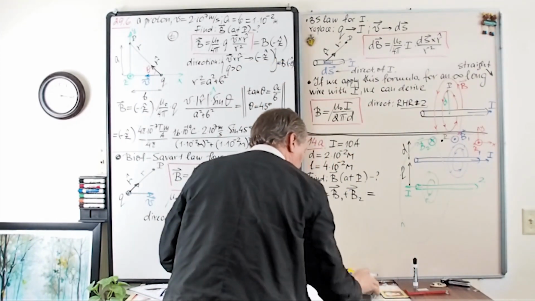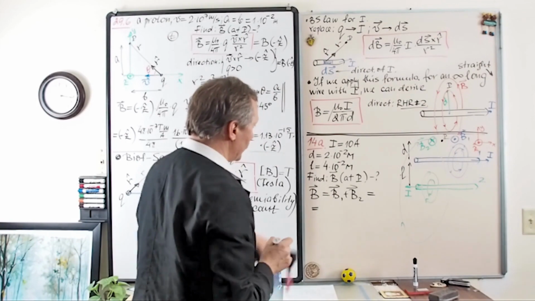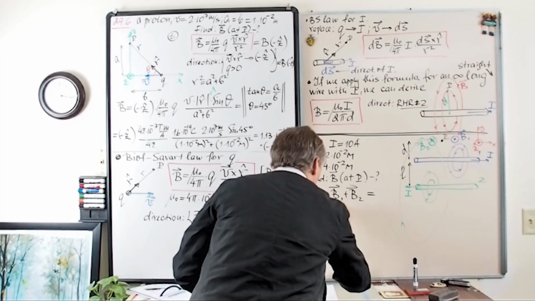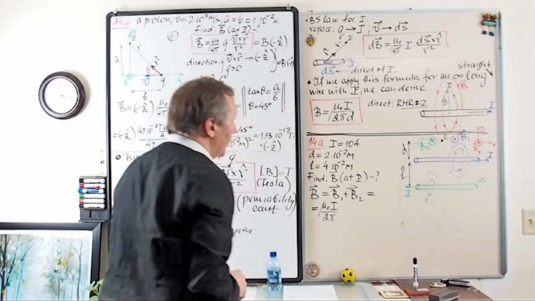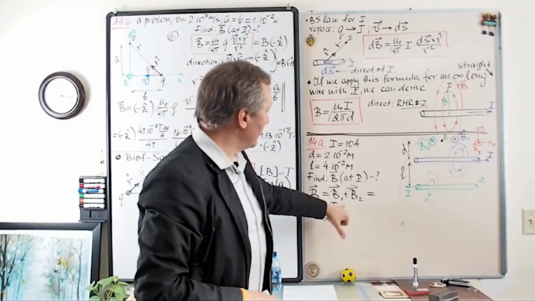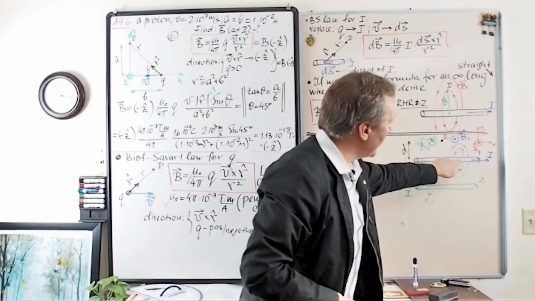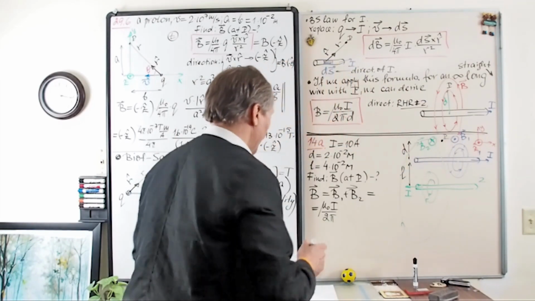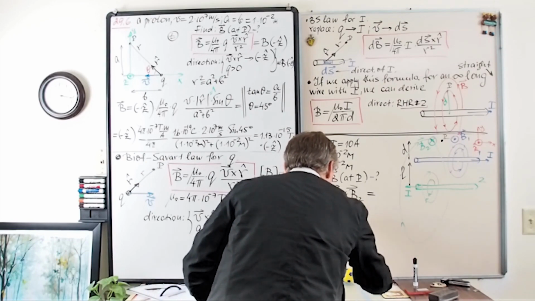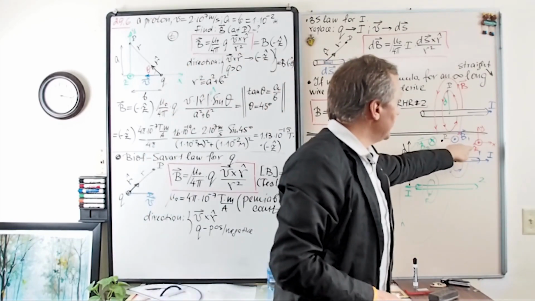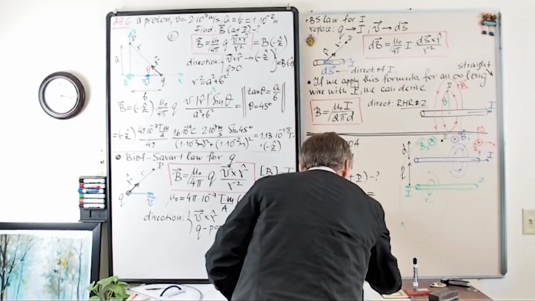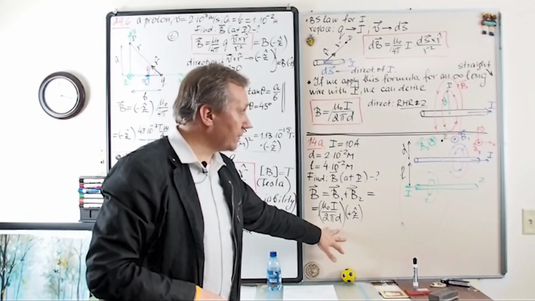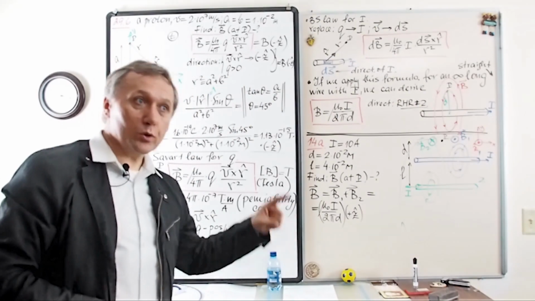Now we should be able to continue writing this line. So B1 is mu naught I divided by 2 pi. Which distance do we have to use for B1? This distance from wire 1 to the point where we want to find the magnetic field, the point in question, which is D. Direction: B1 is in the Z direction, so I will write the positive Z direction. So that's the contribution to the net magnetic field at point P from the first wire.